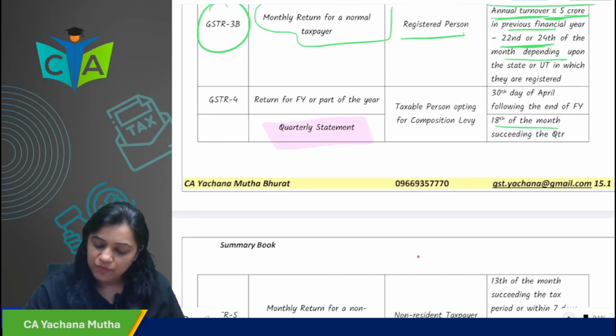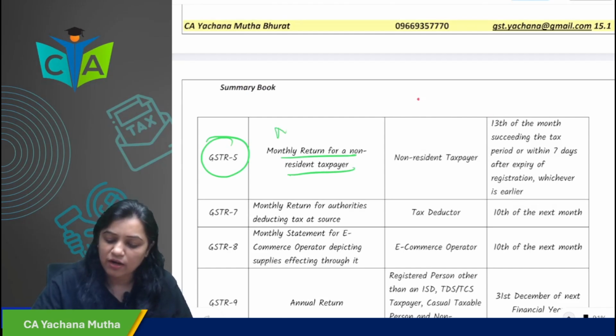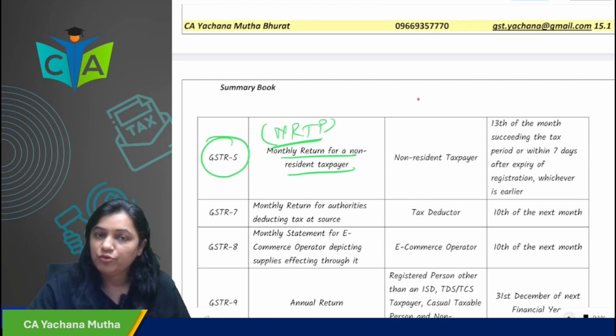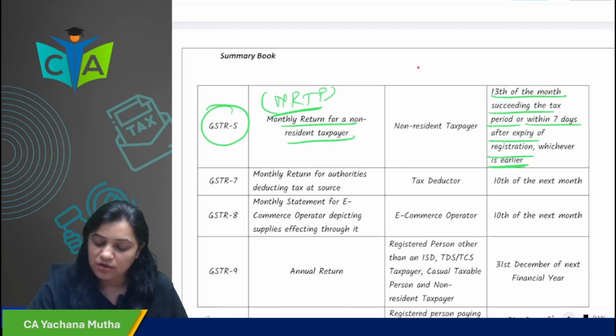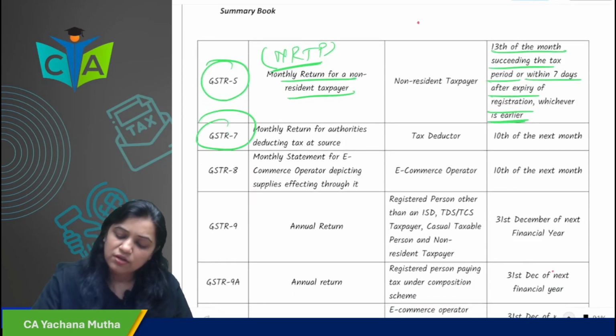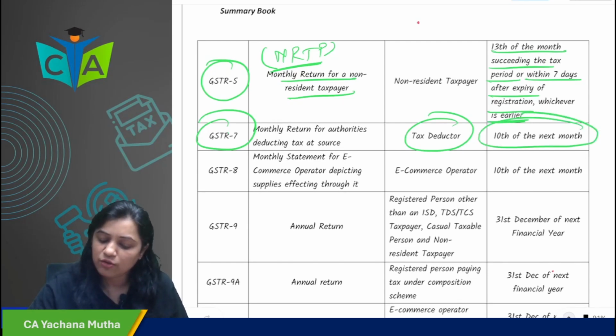Now next, GSTR5 is the monthly return for an NRTP, non-resident taxable person. You have to furnish it on the 13th of the month succeeding the tax period, or 7 days after the expiry of registration, whichever is earlier. Then GSTR7, the return for tax deductors, by the 10th of the next month.